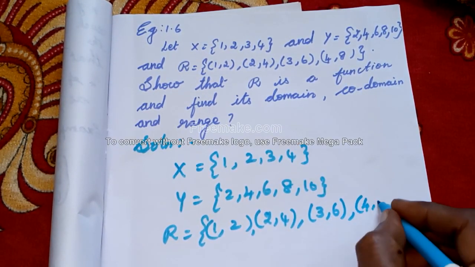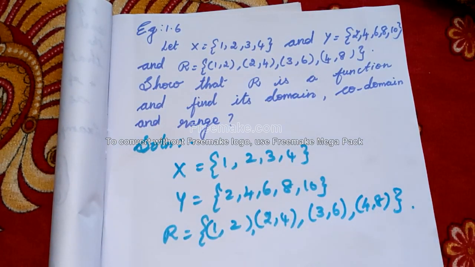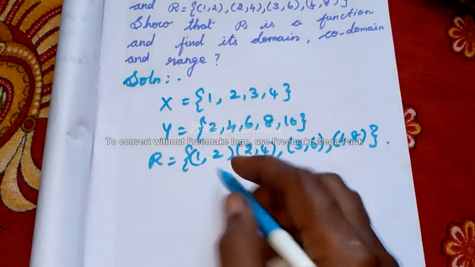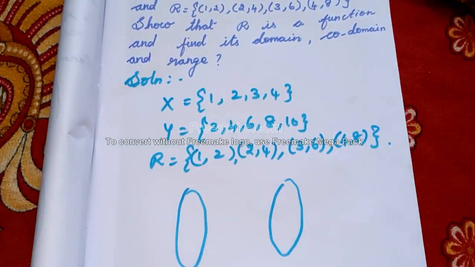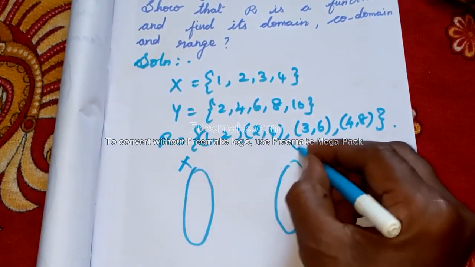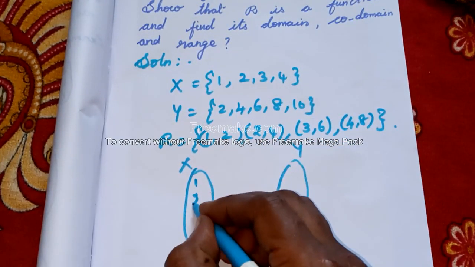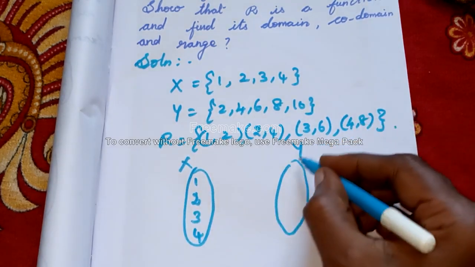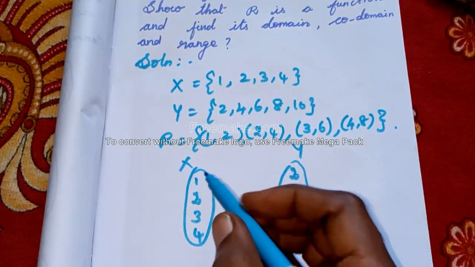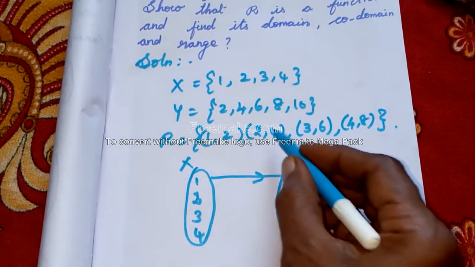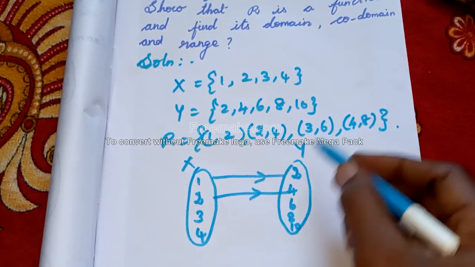First, we can represent the given relation in an arrow diagram. When we represent it in an arrow diagram, there is set X and set Y. Set X is 1, 2, 3, 4. Next, set Y is 2, 4, 6, 8, 10. The relation is (1, 2), (2, 4), (3, 6), (4, 8). Is it a function? Yes, it is a function. Every element in X has a unique image.